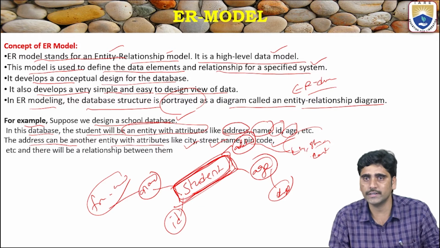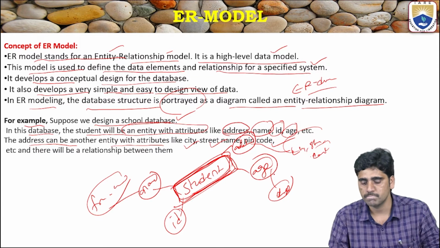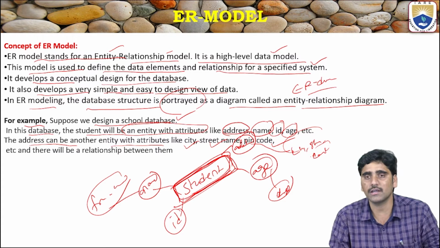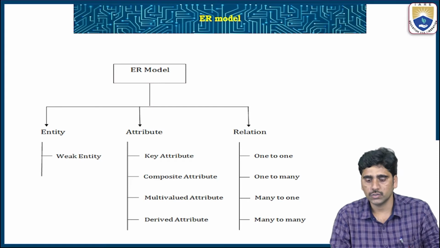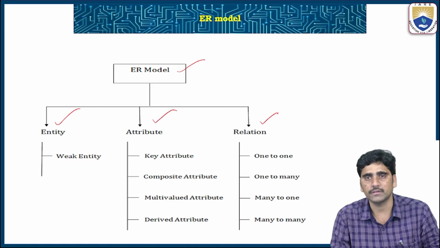So student is an entity which shows the behavior for the address, age, name and ID. These are all the properties of this real world object, and also these are the attributes of this entity. We'll see that we have different types of ER model structure. So the ER model contains what? Entities, attributes and relationships.